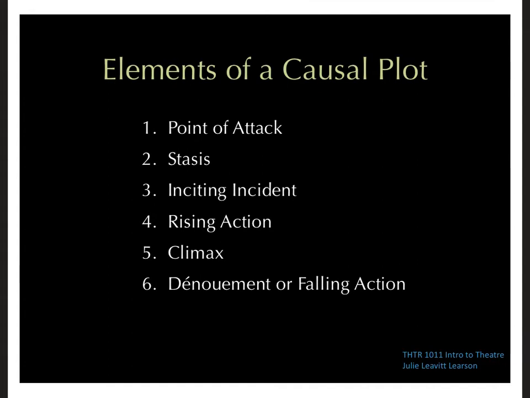So to lay out the spine, as it were, of a causally structured plot, we need to have these 6 elements: point of attack, stasis, inciting incident, rising action, climax, and dénouement or falling action.